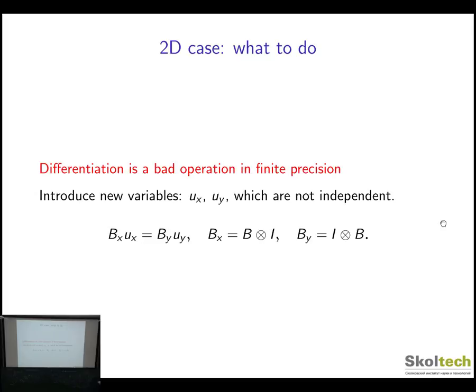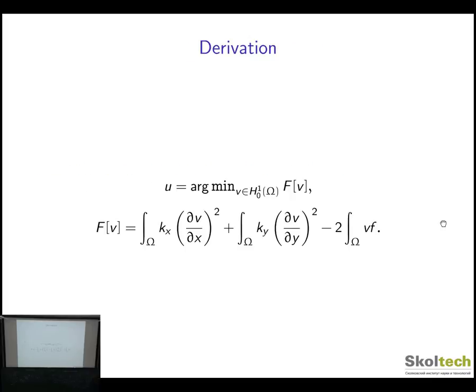Okay, differentiation is a bad operation, so we introduce two new variables. They are not independent because they are derivatives of the same function, so we have a sort of constraint like this, right? And they are quite obvious. That's how we do it in the paper.